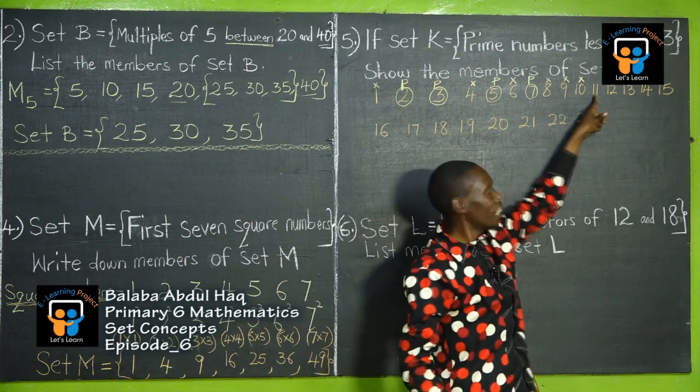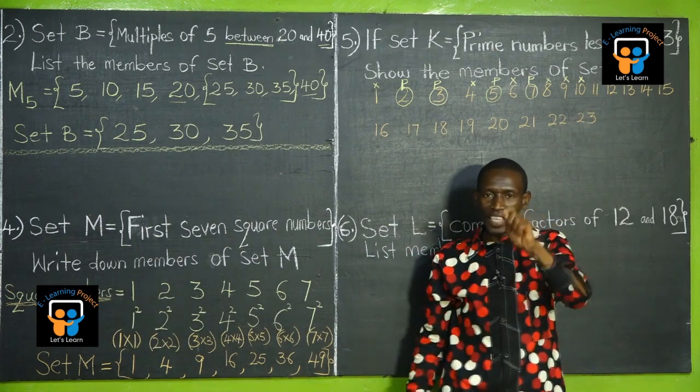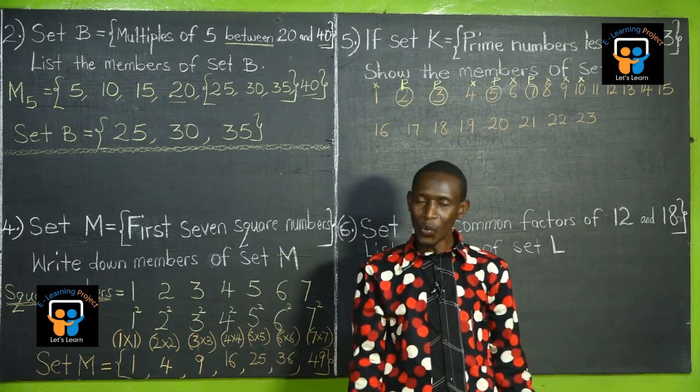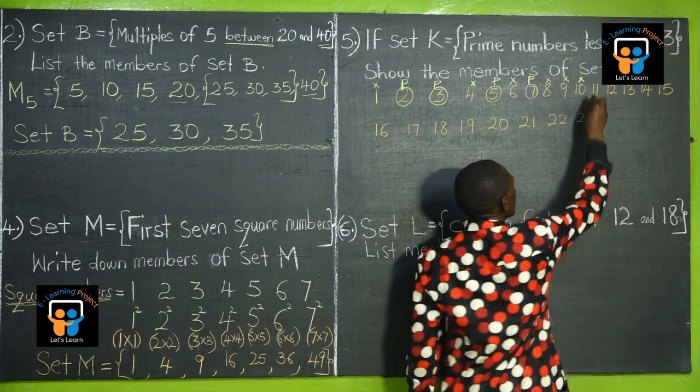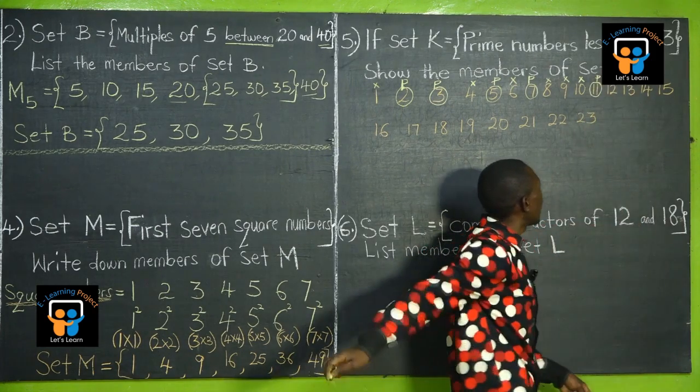Come to 11, class. Now you are picking up 11. Which number can divide 11? No number can divide 11. Good. Apart from 11 itself. Therefore, 11 has become a prime number.